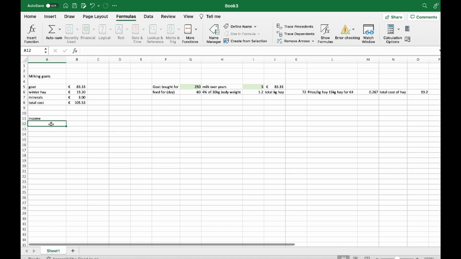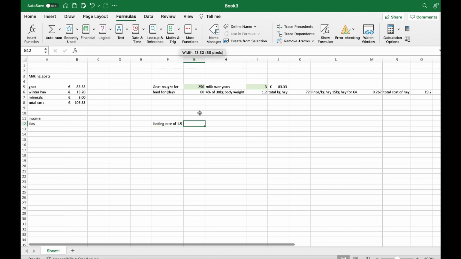So kids, generally I'm going to say kidding rate of 1.5. Now that's being very generous. Let me move this guy over one. And the second thing here I'm going to say is I can sell a male for 50 euros or a female for 100. So I'm going to say the average sale price is, I need to make this 1.5. The average sale price is 75 euros.